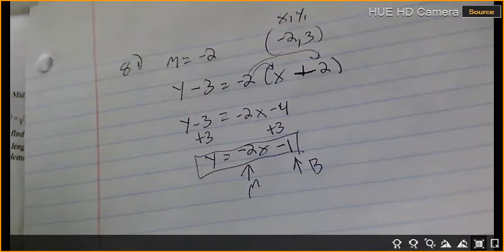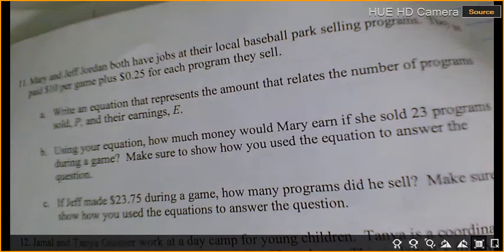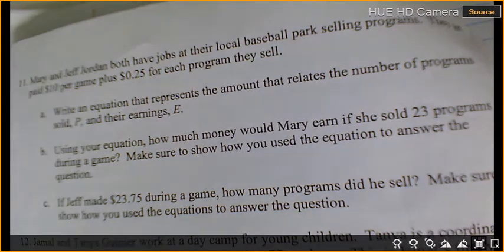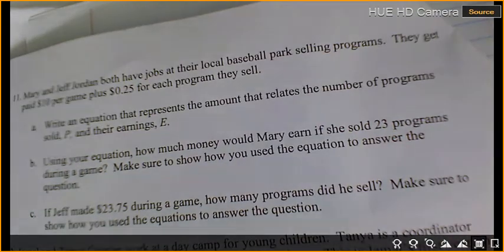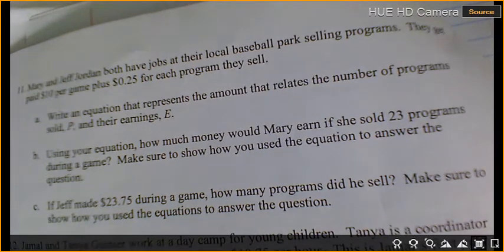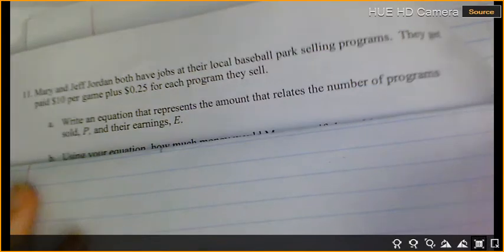All right, we're going to look at number 11. I know you guys complain that a lot of the stuff we do in math class you're never going to use in real life. All of those story problems you will use someday in real life. Mary and Jeff both have jobs at their local baseball park selling programs. They get $10 per game plus 0.25 for each program they sell. We're going to write an equation that relates the number of programs sold, P, with their earnings, E.